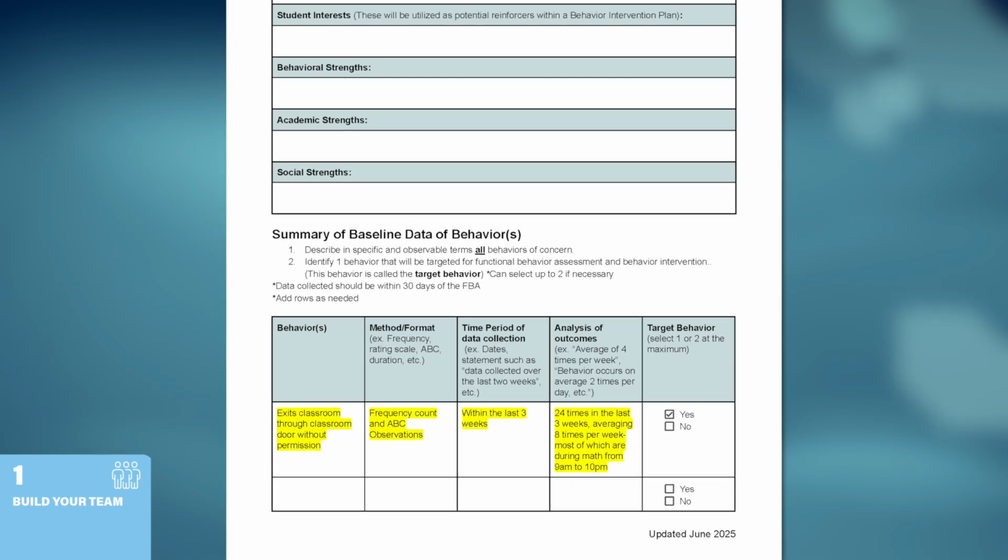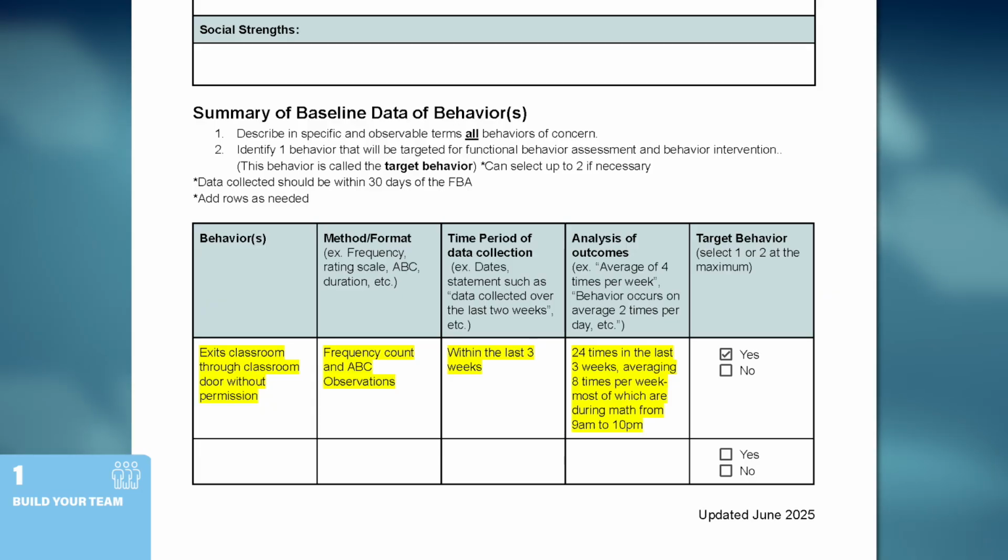And lastly, in our summary of baseline data, we can see that the behavior we're discussing is exiting the classroom through the classroom door without permission. A frequency count and ABC observations were used. This was done within the last 3 weeks, and we observed this target behavior 24 times in the last 3 weeks, averaging 8 times per week.